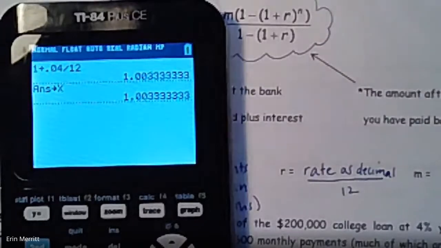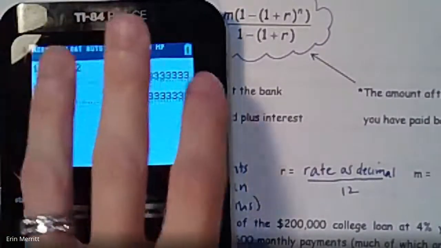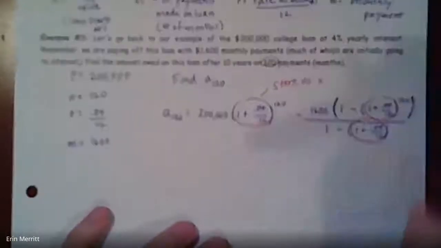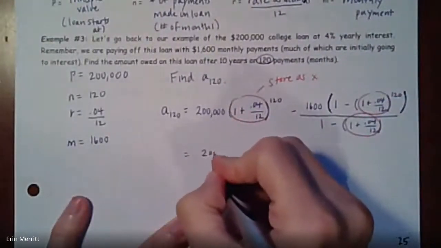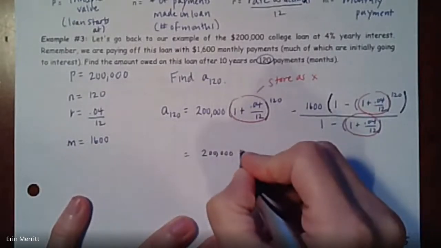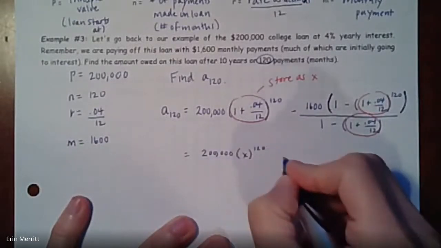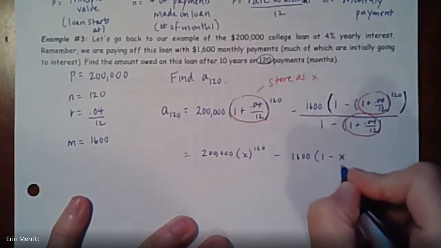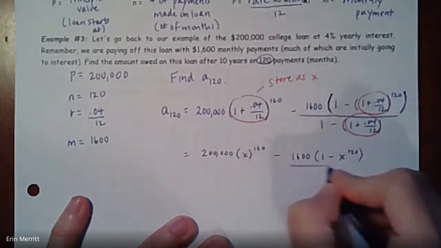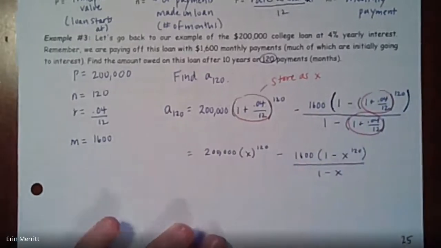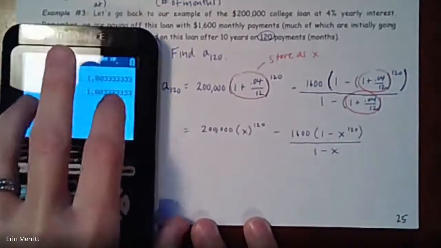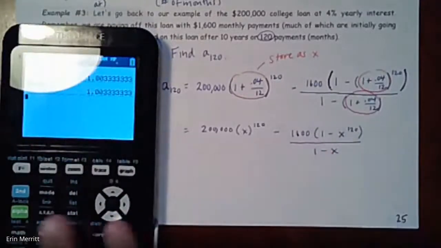But for this problem, that's what I've got stored in there at the moment, which means I'm going to type all this in using the value that's stored. So it's going to be 200,000 times X to the 120th power, and then minus 1600 times (1 minus X to the 120th power), all over 1 minus X. For me, that makes it easier. It's up to you, but I'm going to take advantage of being able to store it. If you're going to do this with me, store it first and then try it.